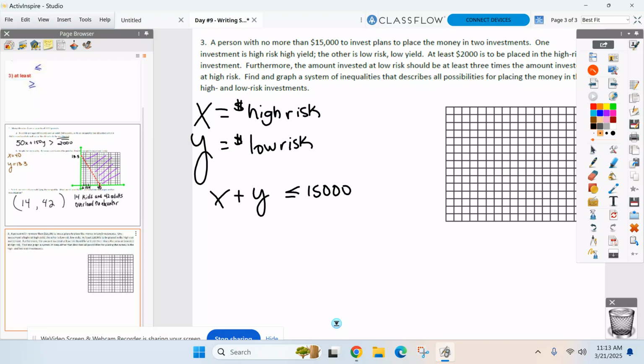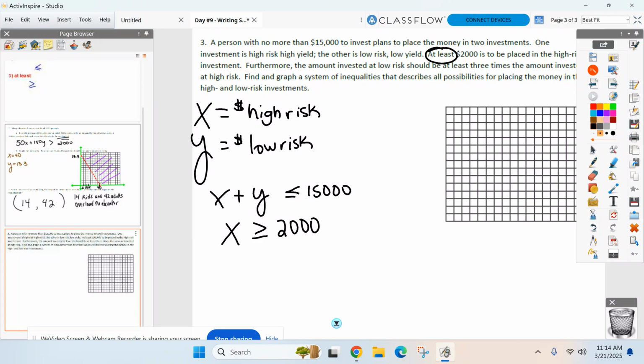You ready for inequality number 2? At least 2,000 has to go into high risk. All right, what do we call high risk? It's just X by itself. But now how do I write that I have to place at least $2,000 in there? What does at least mean? 2,000 or more. So what symbol do I need? Greater than or equal to 2,000. The high risk has to be at least 2,000, so anything more than or equal to it.